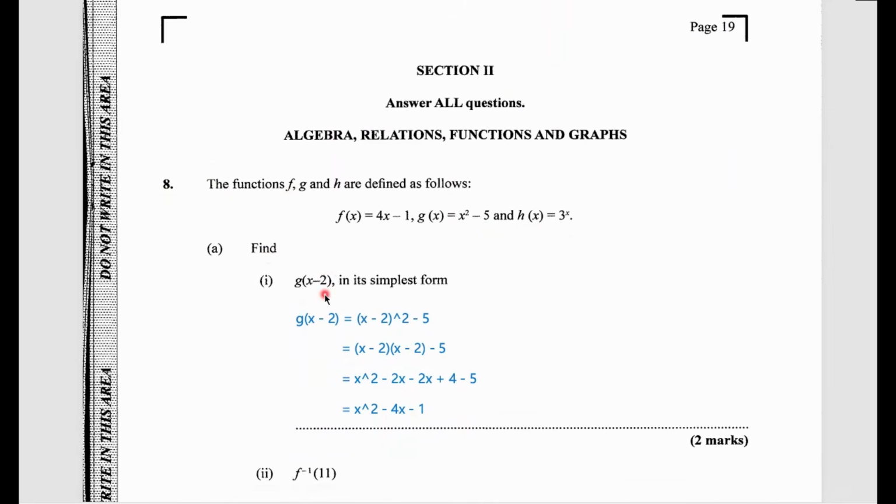Find g of x minus 2 in its simplest form. So g of x minus 2, you're swapping x with x minus 2. So it's x minus 2 squared minus 5, which is x minus 2 by x minus 2 minus 5. And that will be what? X by x is x squared. X by minus 2 is minus 2x. Minus 2 by x is minus 2x. Minus 2 by minus 2 is plus 4, minus 5. Now that gives me x squared minus 4x minus 1.